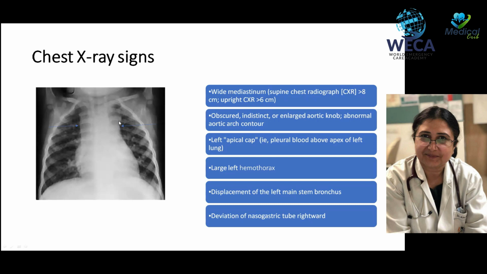If you find an obscured, indistinct, enlarged aortic knob, then also it is suggestive of aortic injury. You may find a left apical cap, large left hemothorax, which is not here. The lungs are clear here. But if you have a large left hemothorax with a wide mediastinum, think of aortic injury. There will be a displacement of the trachea and displacement of the esophagus rightward.